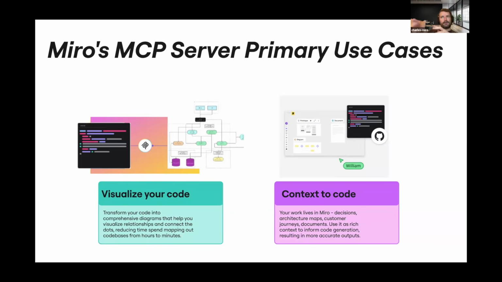And then the other side is the context of the code, which I alluded to already. You might want to put your technical specs, your product requirements, your user stories, your early prototypes or user flow diagrams, things like that on a Miro board, and use that as context in your coding tools. If you're using Cursor or Claude Code, it can go and read all of that information on your Miro board and help you develop that app a lot quicker with the right context.